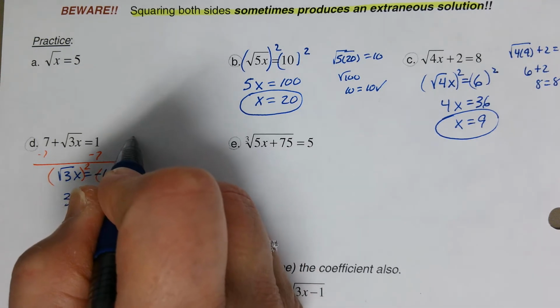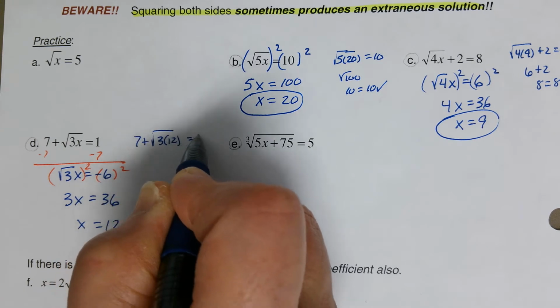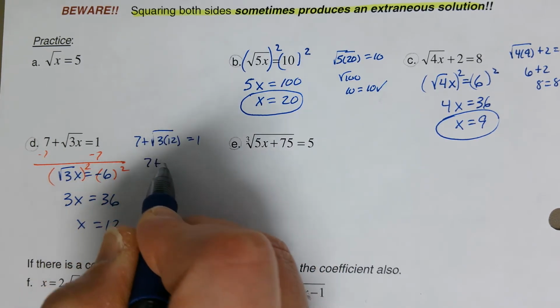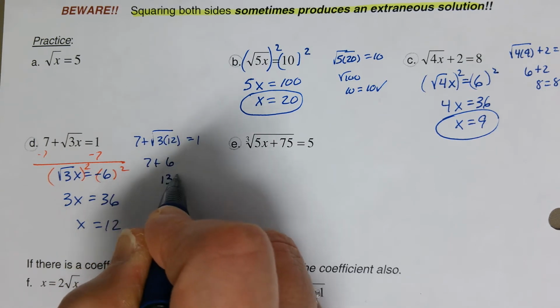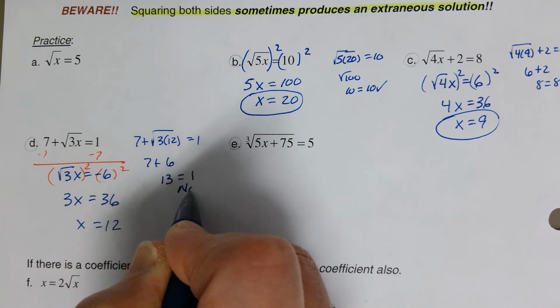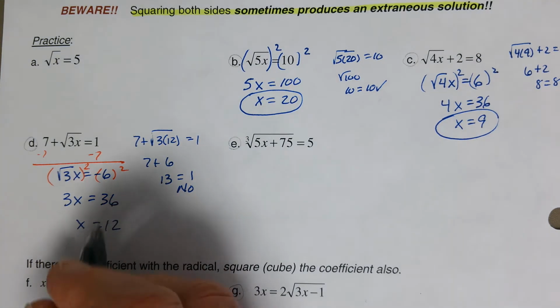Check. Does 7 plus the square root of 3 times 12 equal 1? 3 times 12 is 36. The square root is 6. 7 plus 6 is 13. 13 equals 1? No. So there's no solution. This is extraneous.